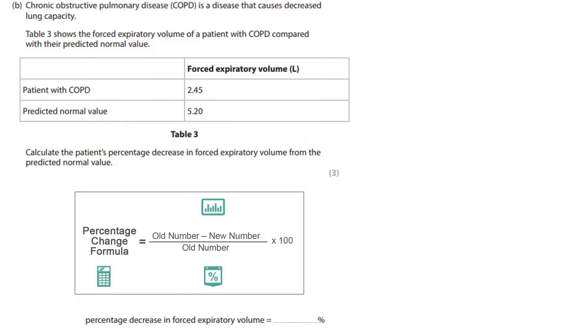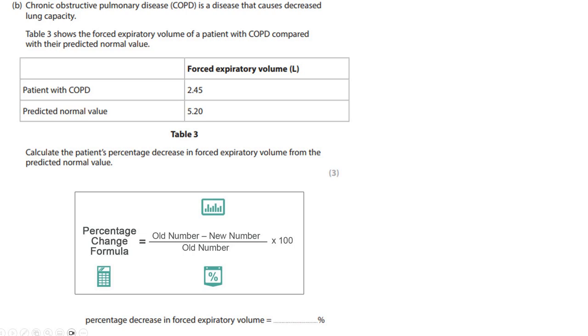Chronic obstructive pulmonary disease, or COPD, is a disease that causes decreased lung capacity. Table 3 shows the forced expiratory volume of a patient with COPD compared with the predicted normal value. So the patient with COPD has a forced expiratory volume of 2.45. Predicted normal value is 5.2. Calculate the patient's percentage decrease in forced expiratory volume from the predicted normal value.